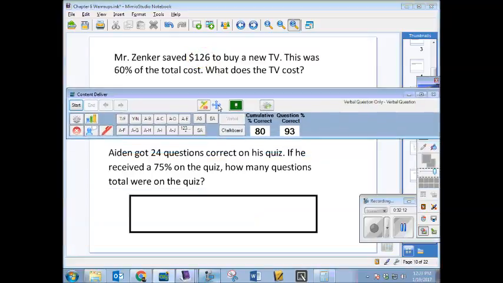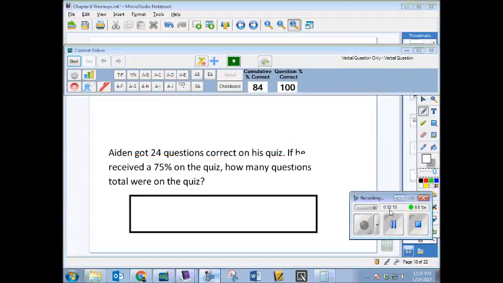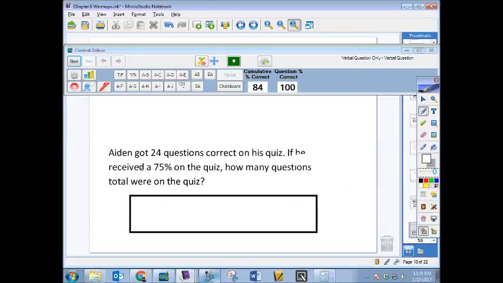Let's do the one below that now. I'll do it quickly. Okay, so here we go. Aiden got 24 questions correct on his quiz. If he received a 75%, how many questions total were on the quiz? So obviously right here, first of all, we know that the whole strip equals 100%, right? Then we identify this. How should I split up my strip diagram? 4 pieces of 25%. 25%, 25%, 25%, 25%. Okay?